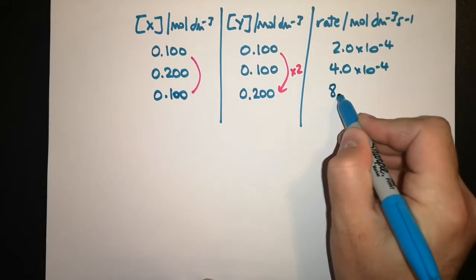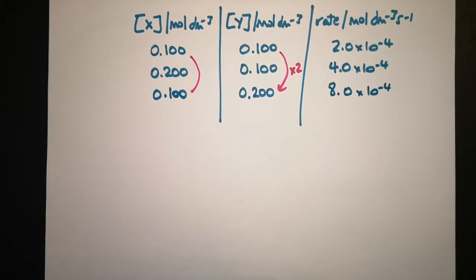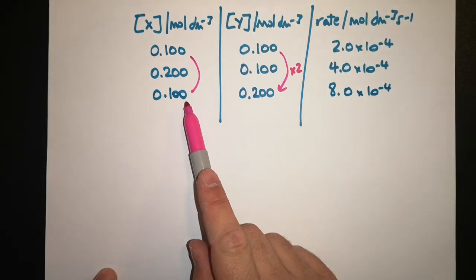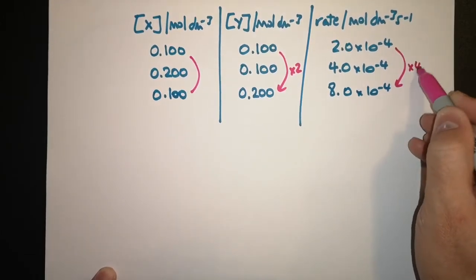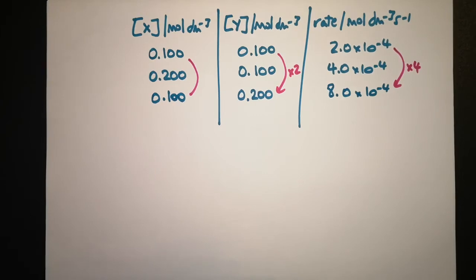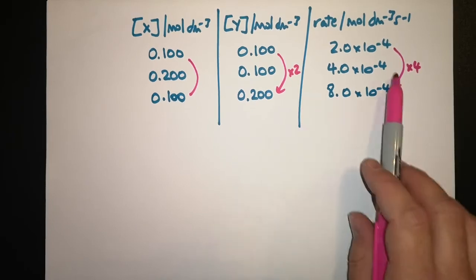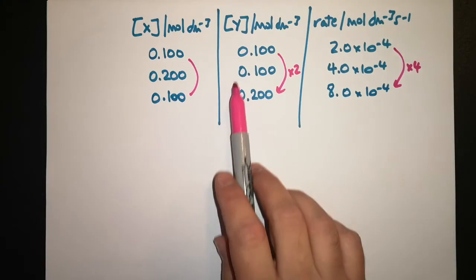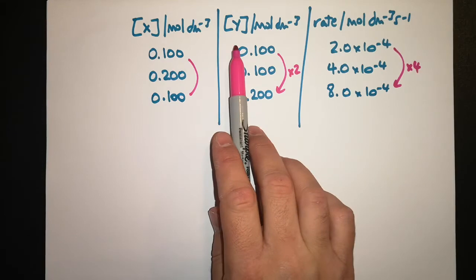Let's say that the rate is now 8.0 times 10 to the minus 4. Well, we know that the concentration of X is the same between these two experiments. We're comparing experiments 1 and 3. The concentration of Y has doubled and the rate has gone up by 4 times. Well, 4 is the square of 2. So that means that the rate is proportional to the square of the concentration of Y, meaning that Y must be a second order reagent. So we know that X is first, Y is second.